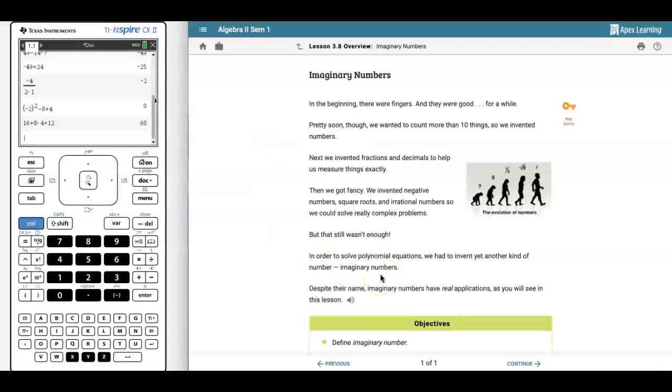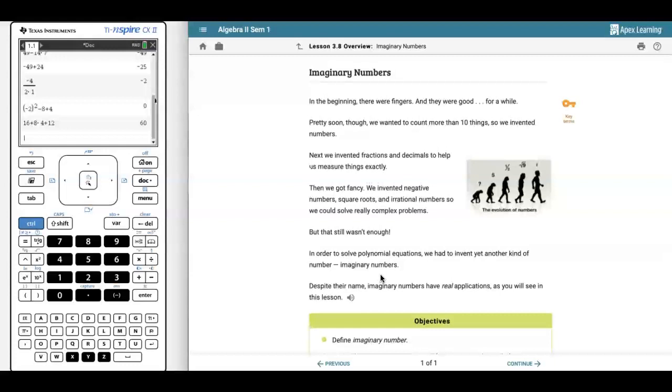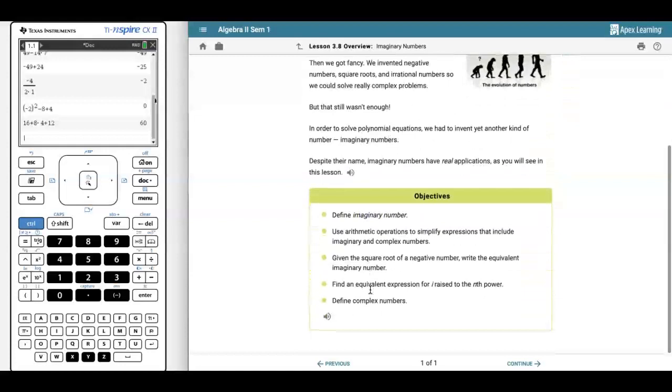Basically, what this is saying is that we've stepped up, and if you want to go through a natural progression of more complex mathematics, we started with counting on your fingers, then we started doing negative numbers, square roots, irrational numbers, and then really we came to problems we couldn't solve. So we had to come up with these things called imaginary numbers. And when we used these imaginary numbers, we were able to solve more complex or different mathematical problems. So we're going to really dive into what imaginary numbers are, and figure out how we can use them.